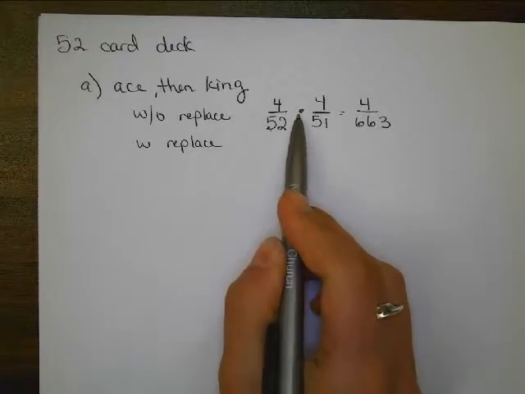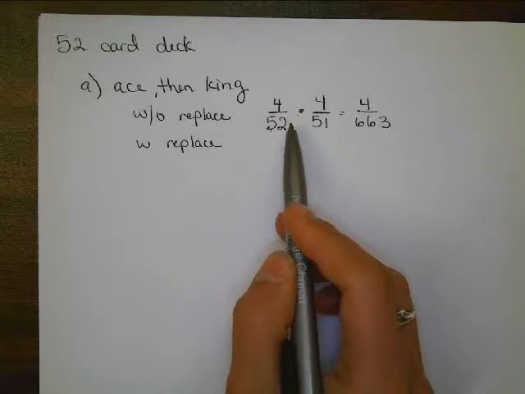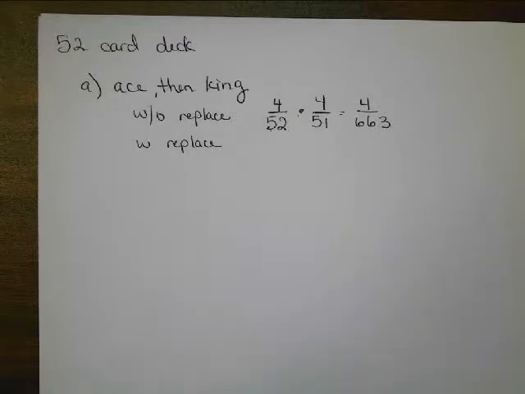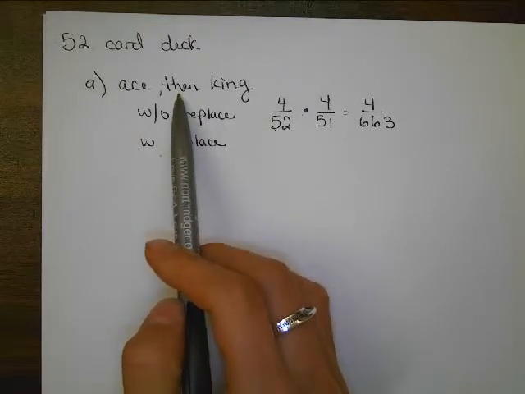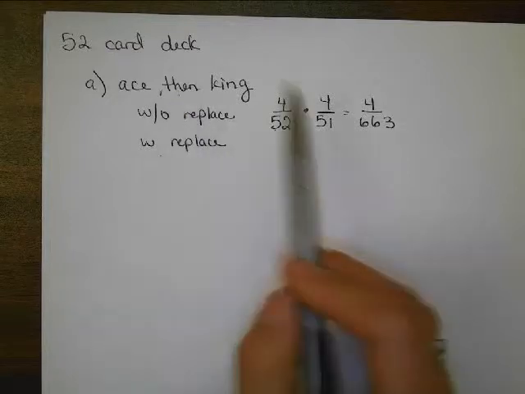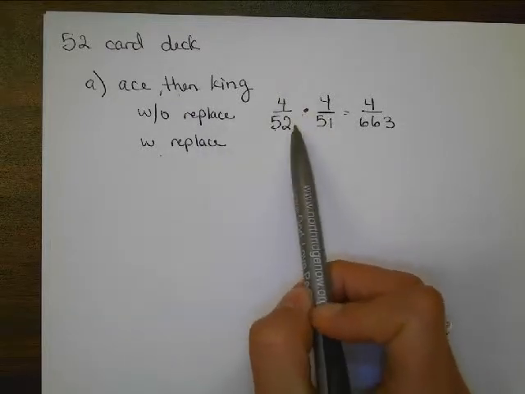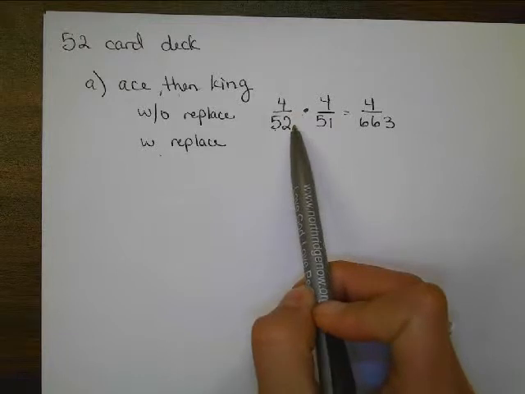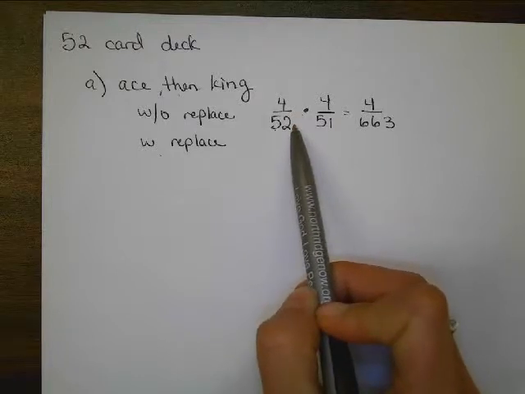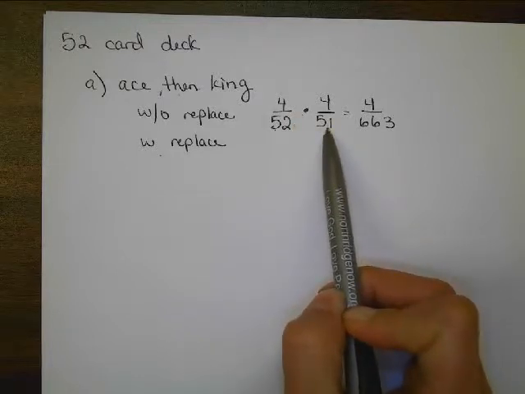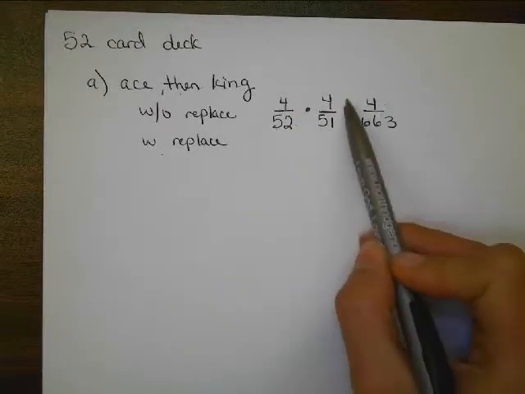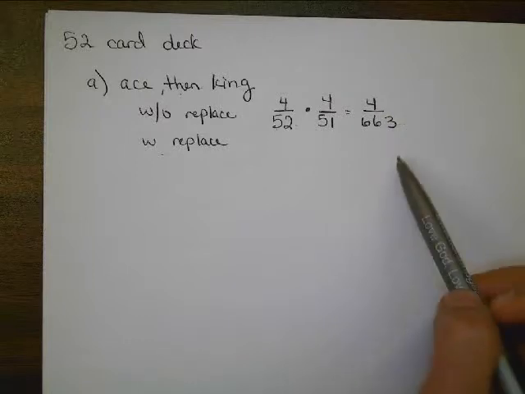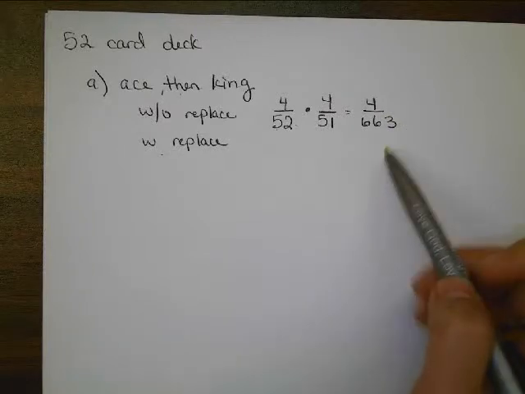Now the reason I multiply here is because I have dependent and independent events. So I'm going to multiply them. Another way to tell is that this is "then," which also means "and," and when you have "and," you have to multiply. So again, the reason this is 4 out of 52 is because there are 4 aces out of 52 cards, but after I draw that ace, there's only 51 cards left, but there are still 4 kings in the deck. So after I punch all that in and reduce, I get 4 out of 663.